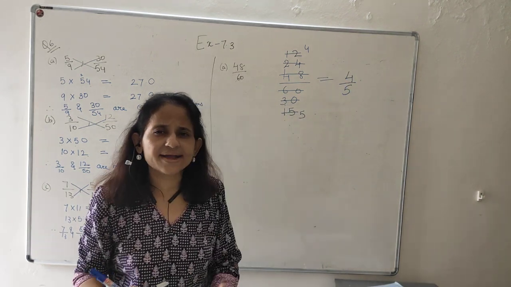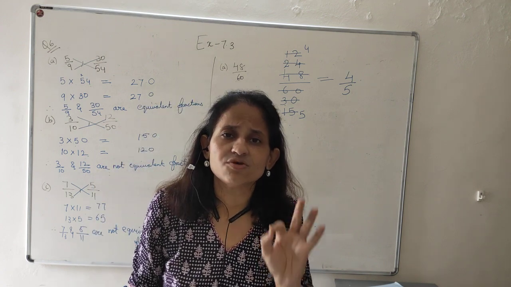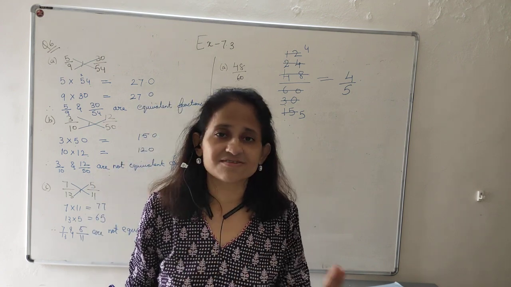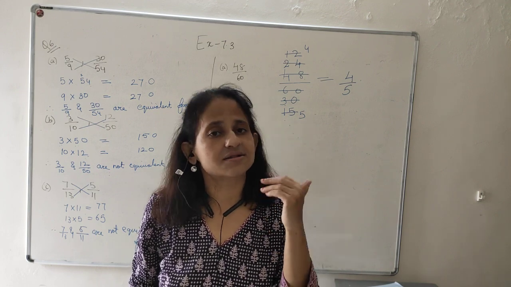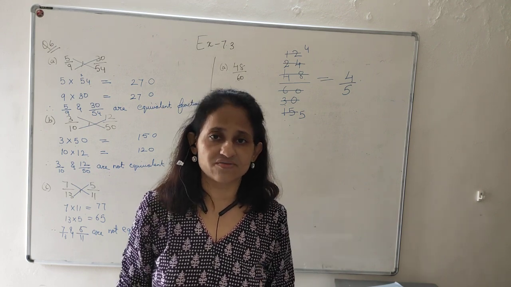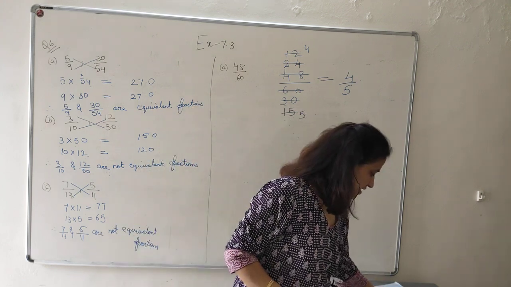You have to divide till the time you reach a stage where there is no common factor between the numerator and the denominator. Till that time you keep on dividing. I'll go to B.